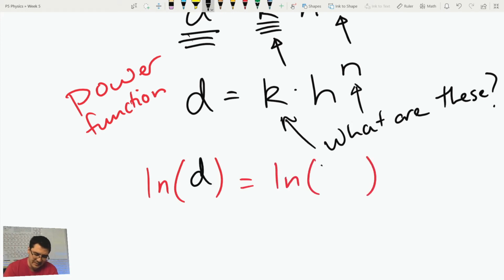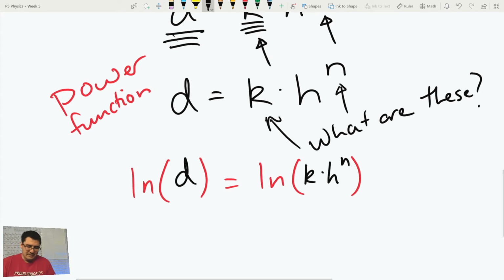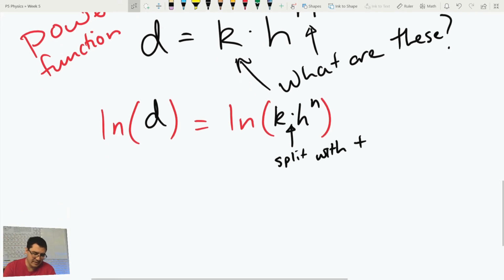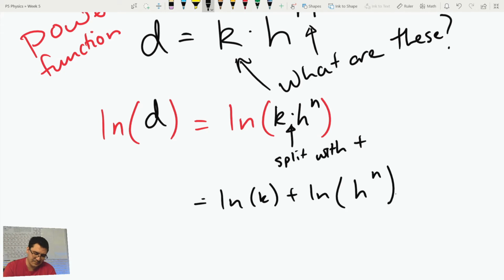So there's the diameter, there's k times h to the n. You can use some properties of logarithms to rearrange this. If you remember, when you have multiplication inside a log, you can split it with addition. So I'm going to rewrite this side as the ln of k plus the ln of h to the n.